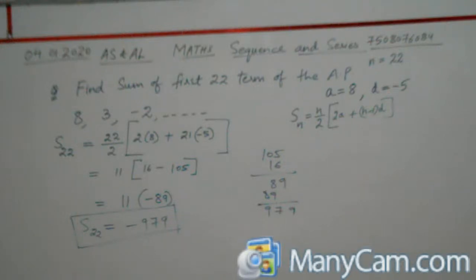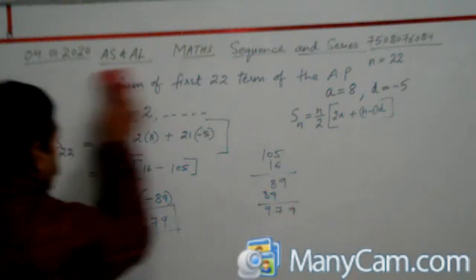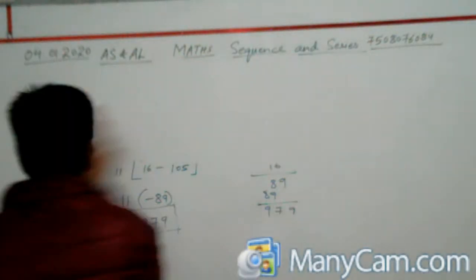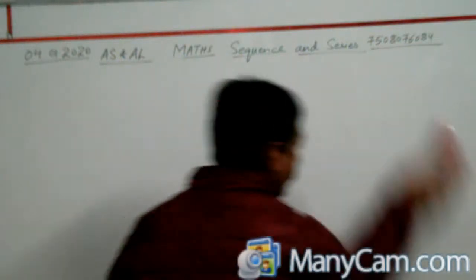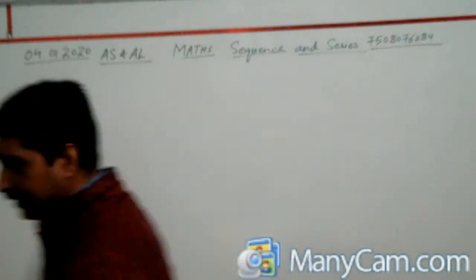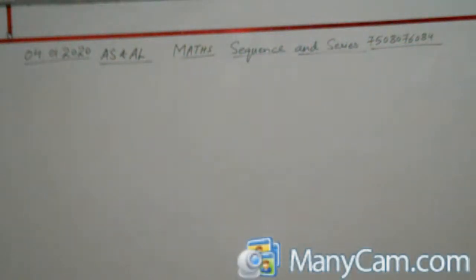Find the sum of the first 24 terms of the list of numbers whose nth term is given. This is an important one. Here the general term of the AP is given.